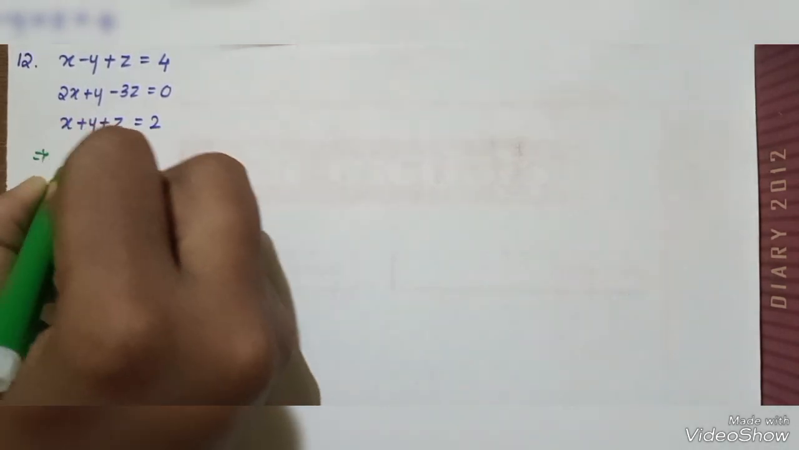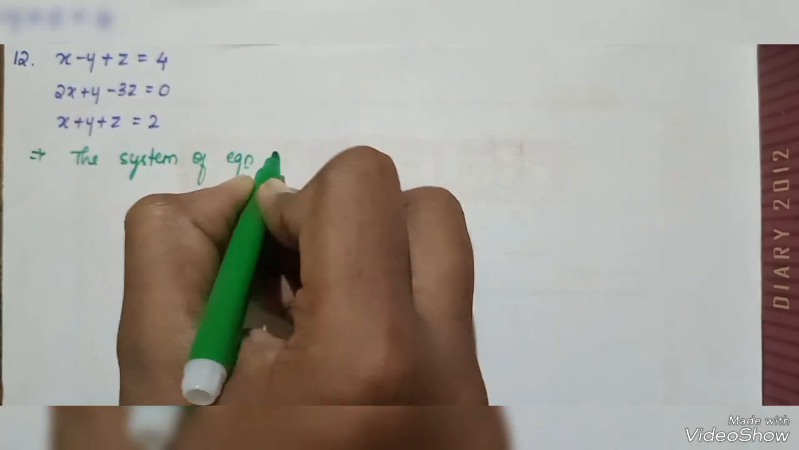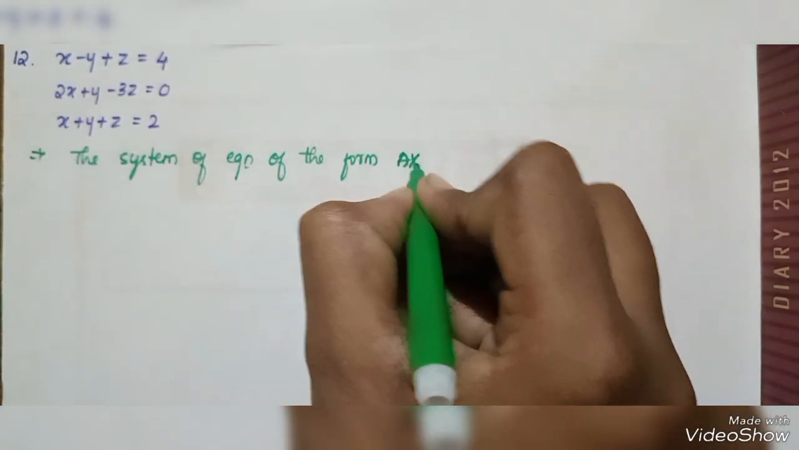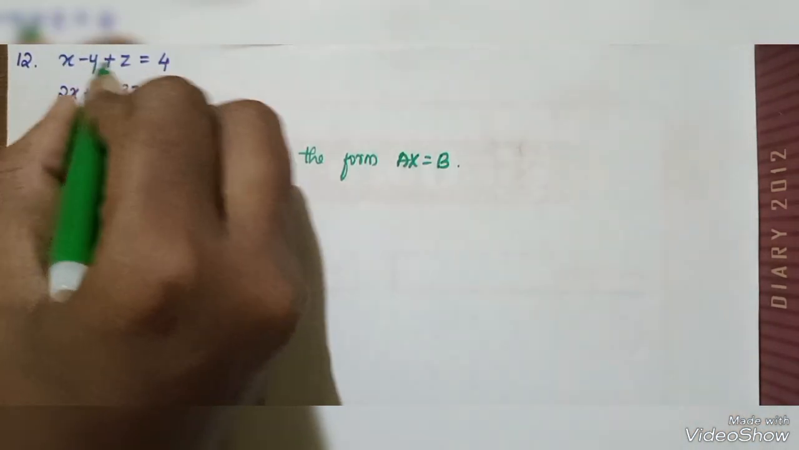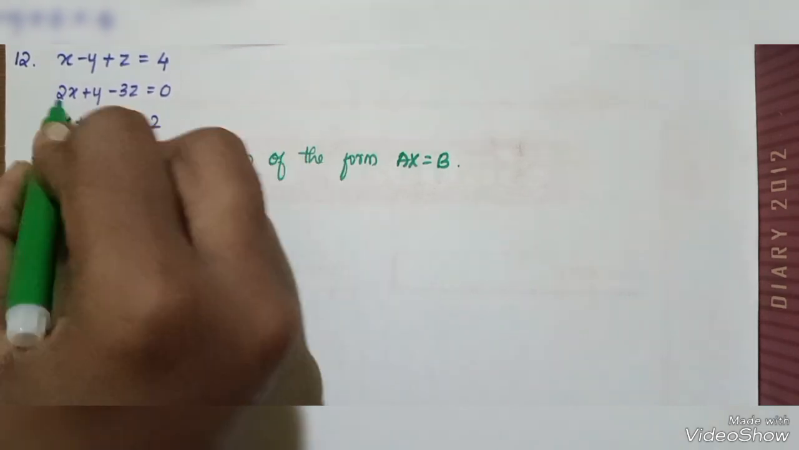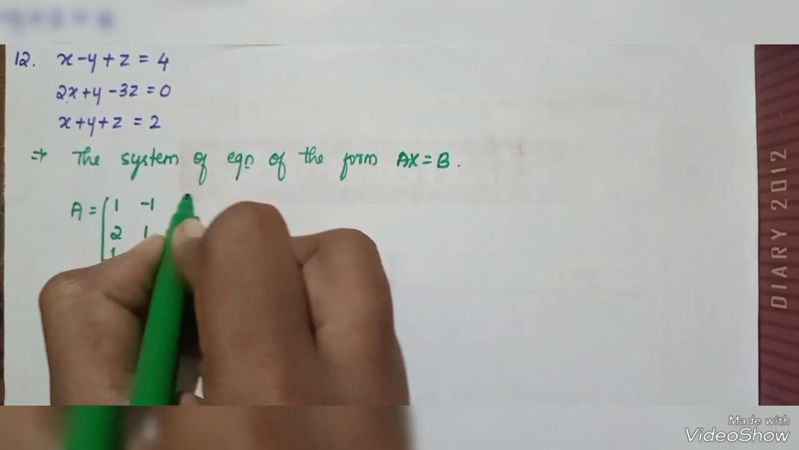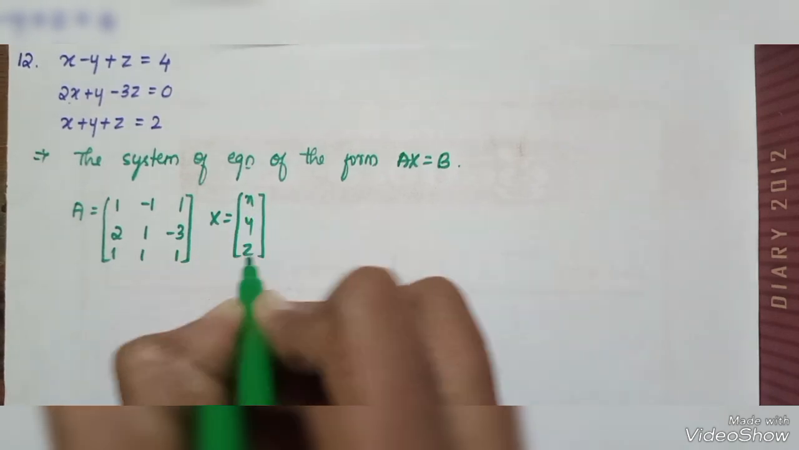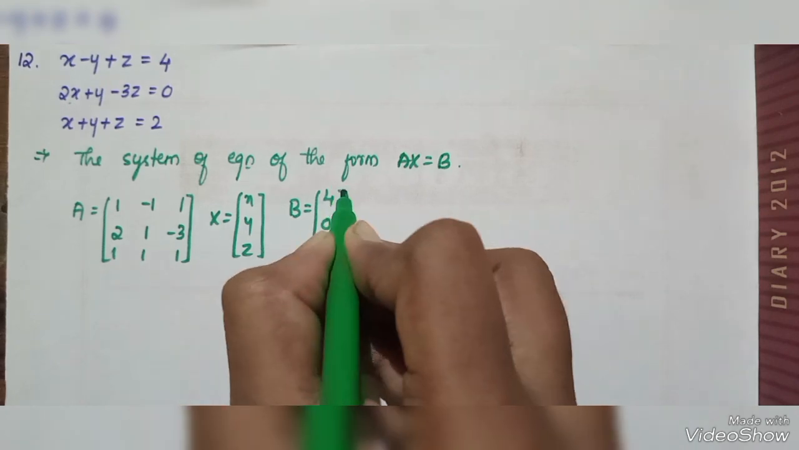Okay, then the system of equations of the form AX is equals to B. Here A is the matrix containing the elements 1, minus 1, 1, 2, 1, minus 3, 1, 1, 1, and X matrix containing the variables x, y, z, and B matrix containing the elements 4, 0, 2. Okay, now find the determinant of A.